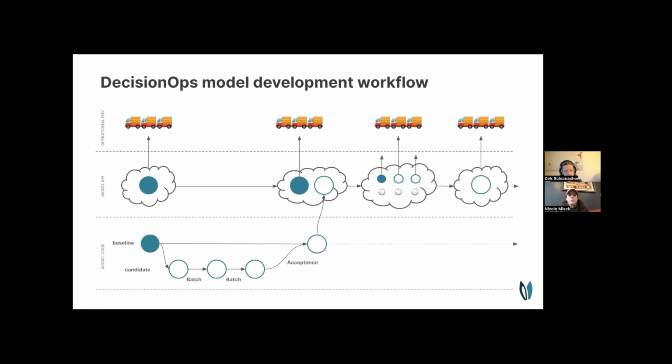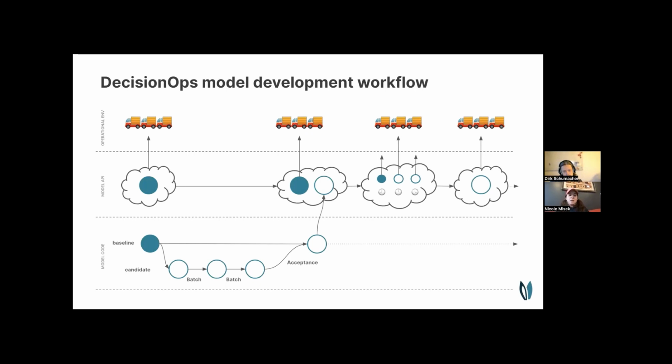Batch experiments are sort of like exploratory data analysis where you're not exactly sure what you're looking for, but you're working on a code change and you just want to look at the impact on a set of historical data. You might run batch experiments a few times as you're iterating through your development on this candidate branch.